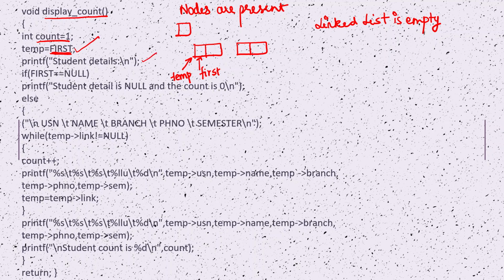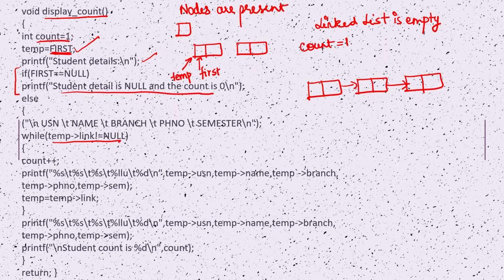Then we'll try to print the details. If you remember, how do you check if the list is empty? If the list is empty, first is equal to null. Then you say that there is nothing to be displayed, so the count is 0. Otherwise, I have to count like this. For this particular linked list, the count is 3 because there are 3 nodes. Initially I have taken the count as 1, and I have made my temp also point at the first node, and first is anyway this node.